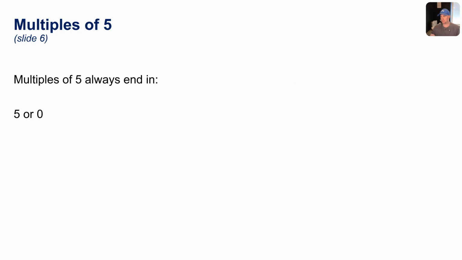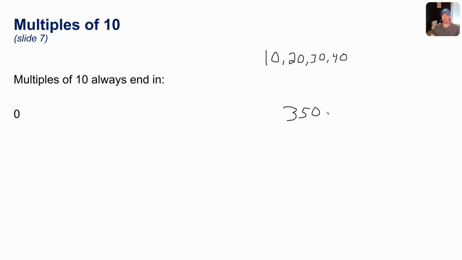Likewise, multiples of 10 will end in 0. So for example, we have the numbers 10, 20, 30, 40, and so on. Each of these ends with the number 0, so they are a multiple of 10. A larger example of this would be 350. I don't even necessarily need to test this in my calculator since I see that 350 ends in 0. We know that this is a multiple of 10.